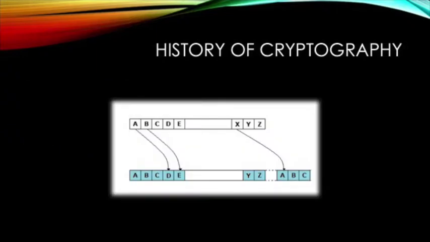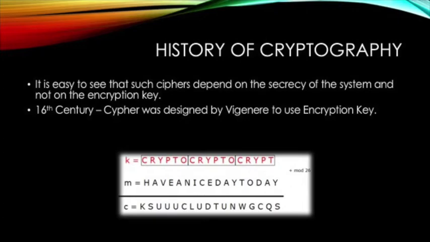This cipher was known as the Caesar cipher. The Caesar cipher was a basic cipher that shifted three letters in the alphabet. The variant used by Caesar was a shift by three. Each character was shifted by three places. So the character A was replaced by D, B was replaced by E, and so on and so forth. It is easy to see that such a cipher depends on the secrecy of the system and not on the encryption key.